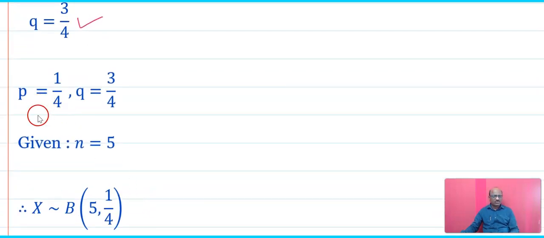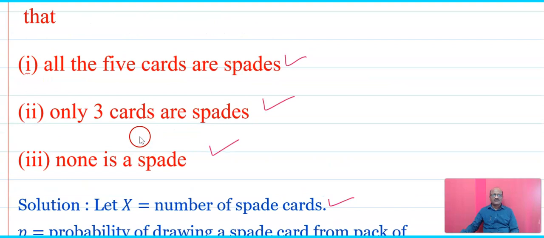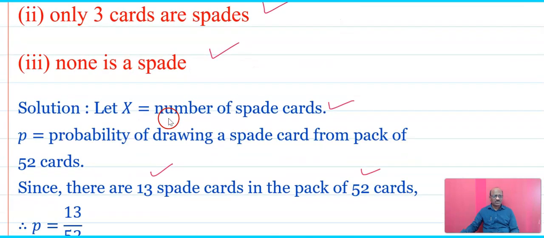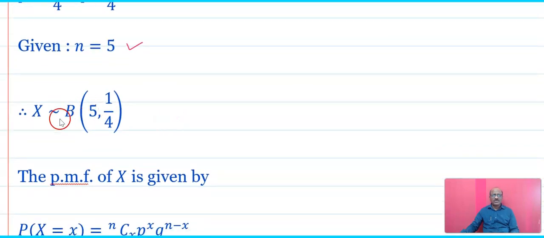And here we have the probability of a spade card. The P is 1 by 4 and for a non-spade card it is 3 by 4. N is equal to 5. Okay, we have here N is equal to 5. 5 cards are drawn. Therefore, N is equal to 5. X follows the binomial distribution (n, p), where n is 5 and p is 1 by 4.